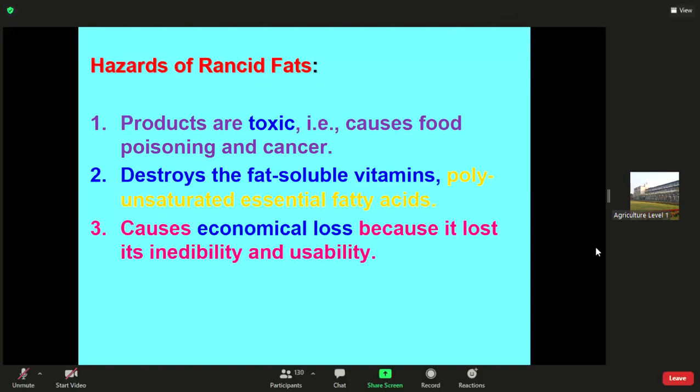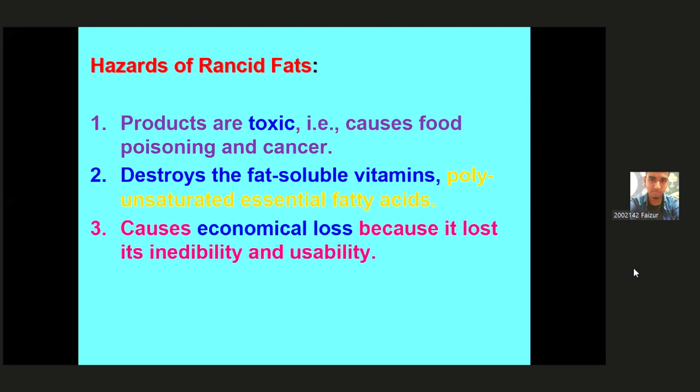So in our last class, we were discussing rancid fat, where we discussed that when a fat loses its original color, taste, and odor, then the fat is declared as rancid fat, and the phenomenon that happens is called rancidity.